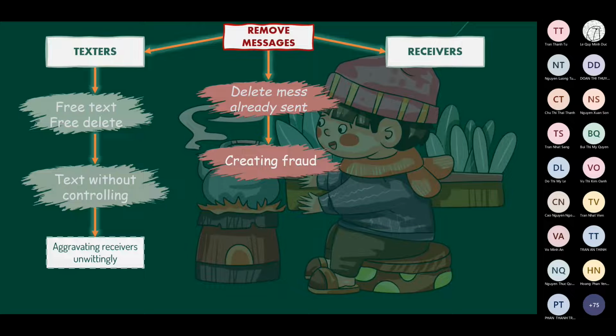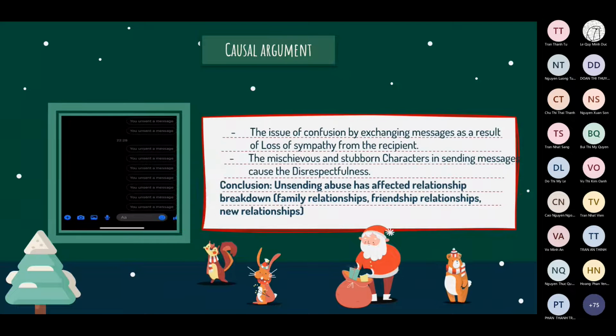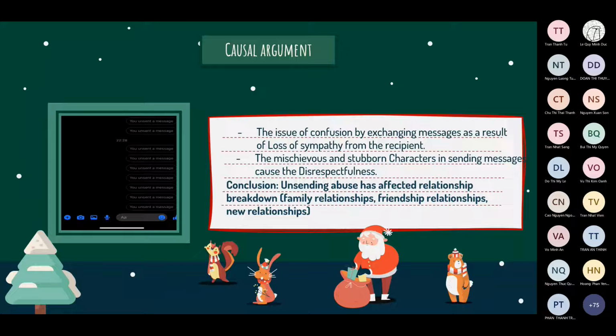In this slide, I'm going to tell you about the causal argument. As you know, a causal argument is an important argument type, as people are often looking for reasons as to why things have happened, but may not be sure they have all of the necessary information. In this slide, some of the causes for the recall of communication that have an impact on the relationship are listed below.